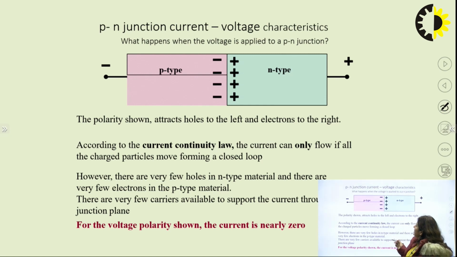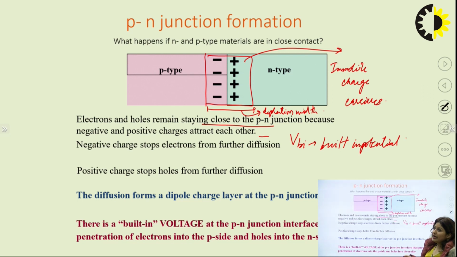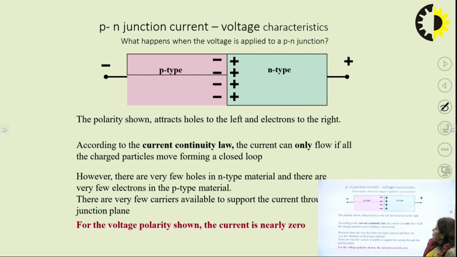Now, the p-n junction current-voltage characteristics: how do they come into the picture when we join p and n type semiconductors? What happens when voltage is applied to the p-n junction? In the earlier slide we had not applied any biasing, but in the next slide we have applied a reverse bias. So we have provided a negative voltage on the p side and a positive voltage on the n side. The polarity shown attracts holes to the left, because of the negative bias, and electrons toward the right, because of the positive bias.